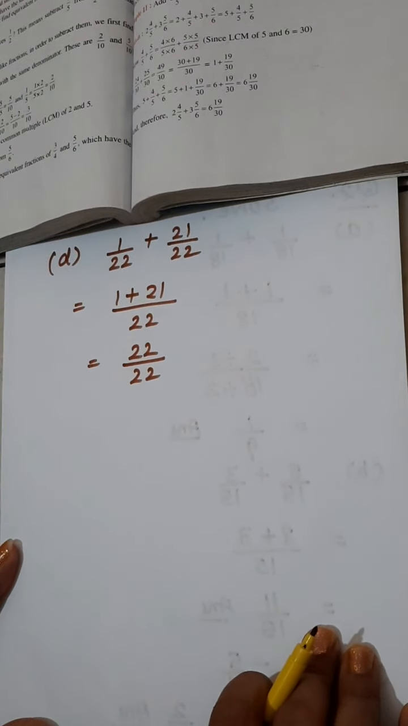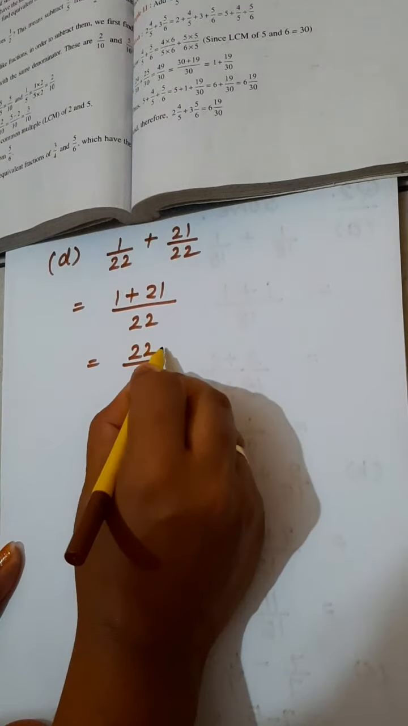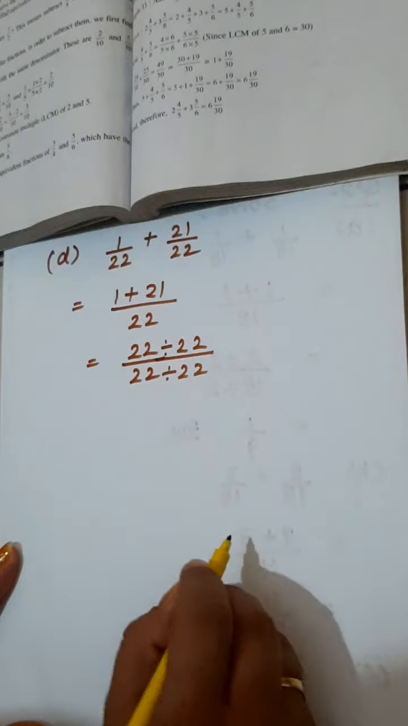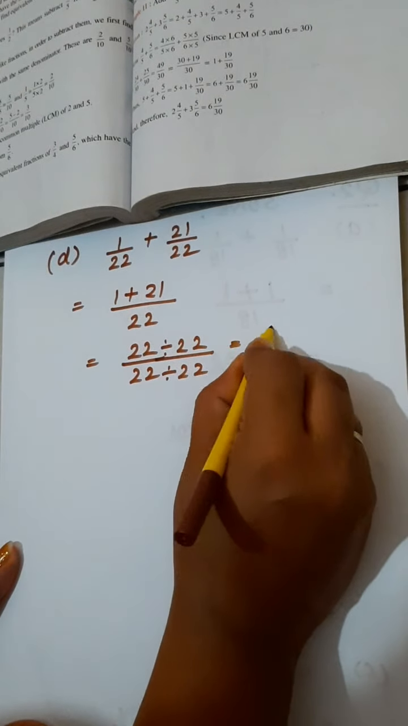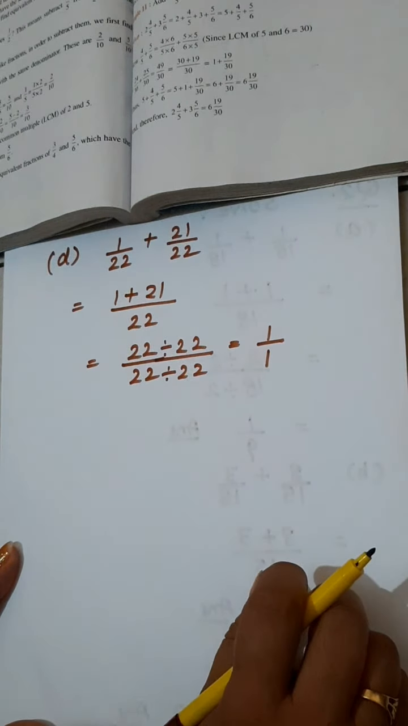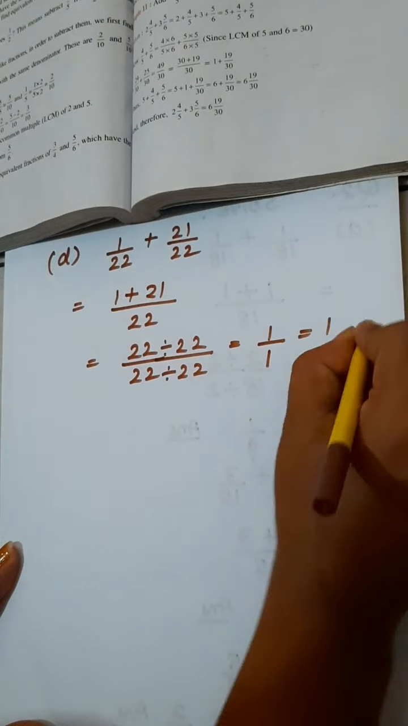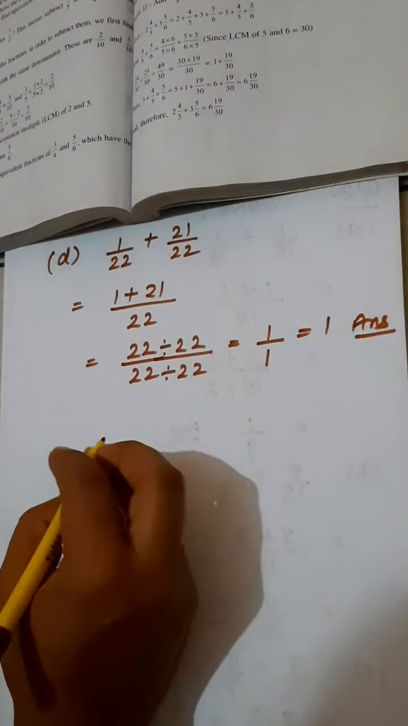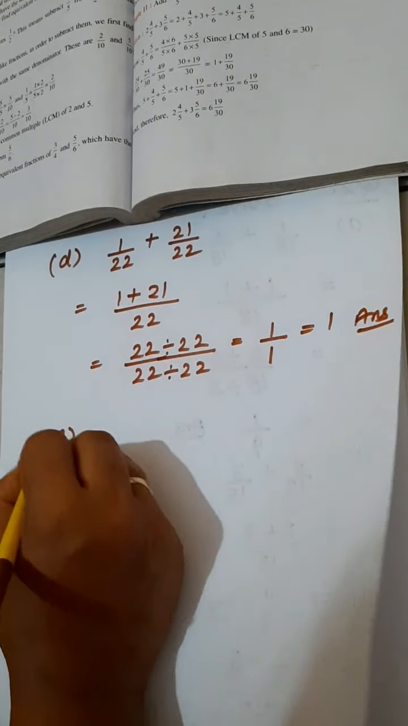As both numerator and denominator are divisible by 22, divide numerator by 22, denominator by 22. You will get 1 upon 1, and we know that 1 upon 1 means 1. So your answer of D part is 1. Now next we have E part.